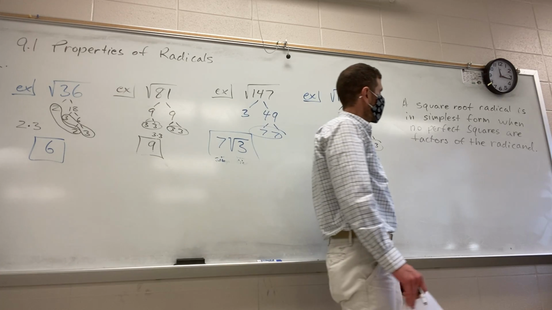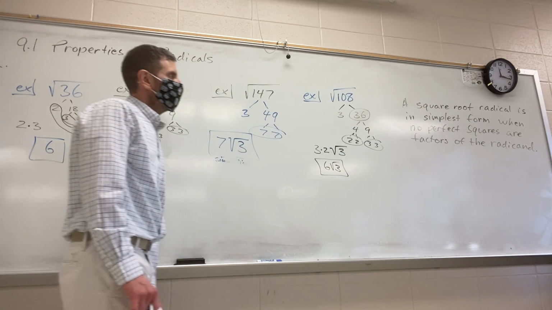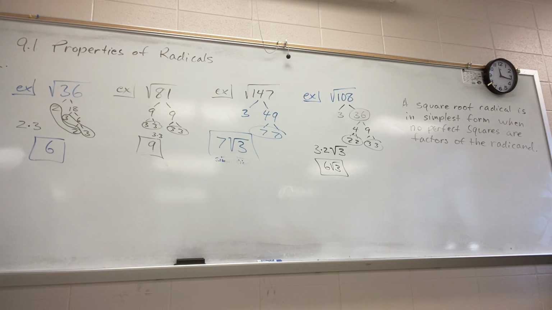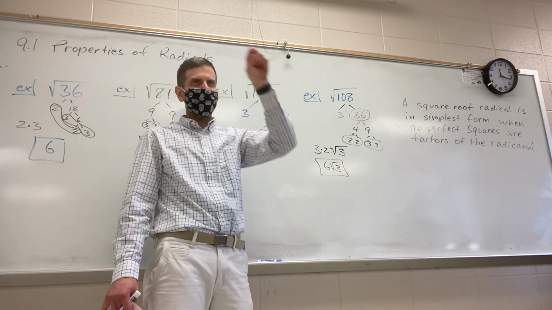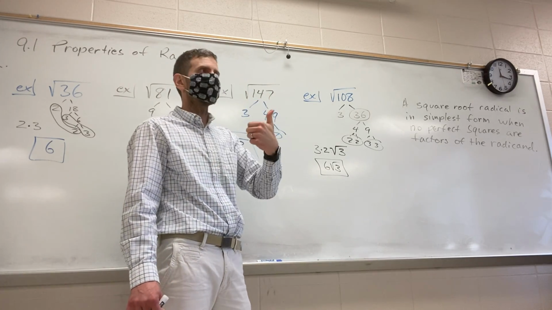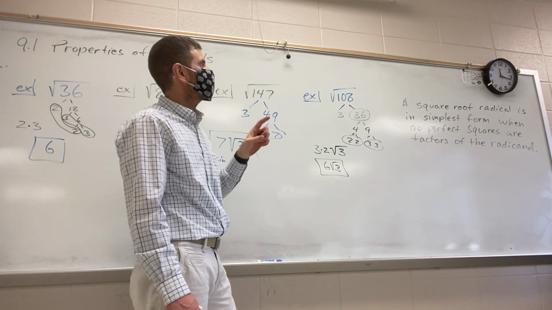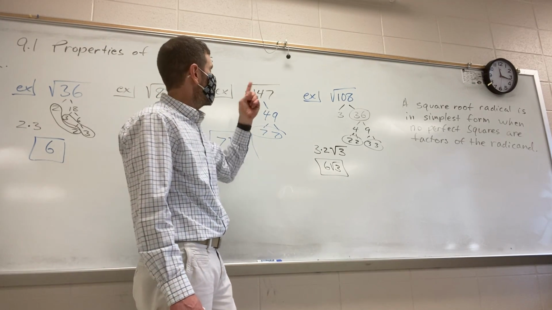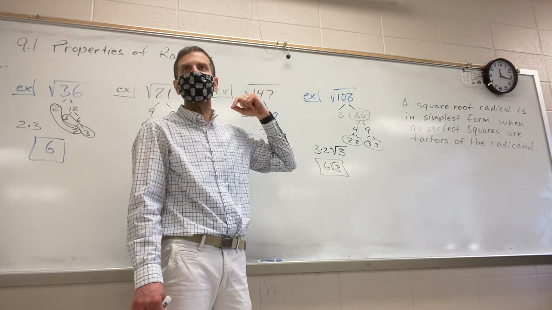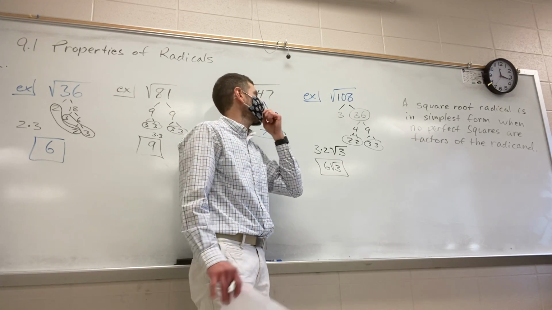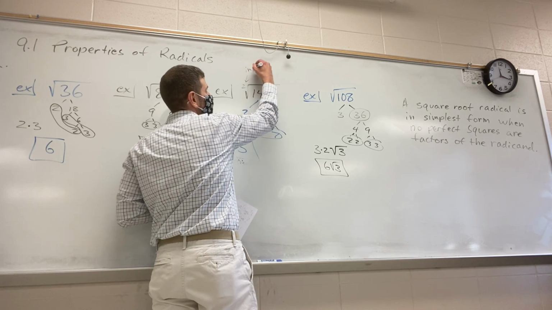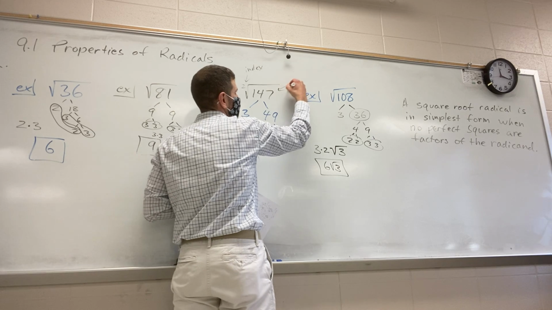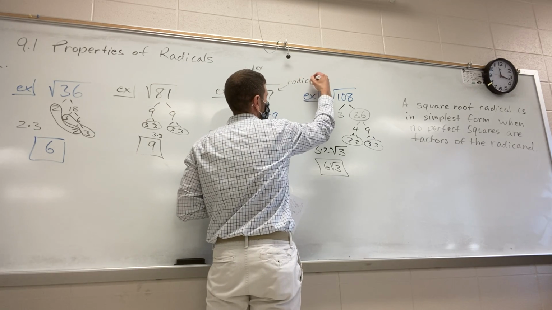So a square root radical is in simplest form when no perfect squares are factors of the radicand. Now they're using some vocab there. This is a radical. As soon as you've got that square root symbol, it's a radical. It's in simplest form when there's no perfect squares in the radicand. 147 is the radicand. It's the number inside. So a little bit of vocabulary: on this one, the index is 2, the radicand is 147.